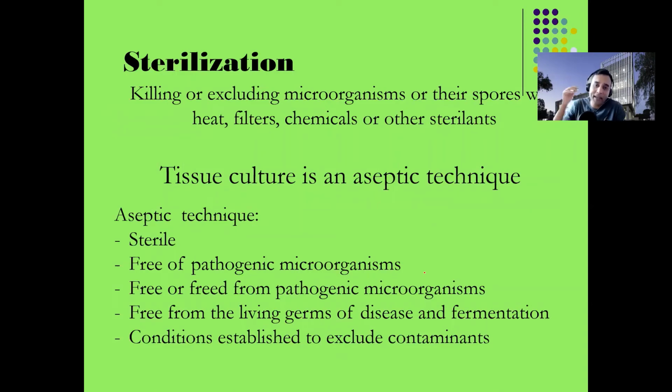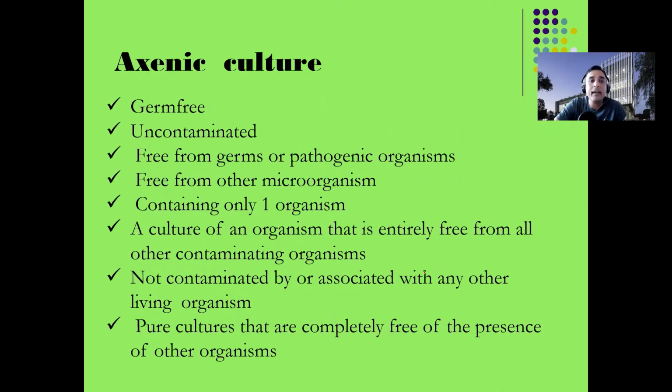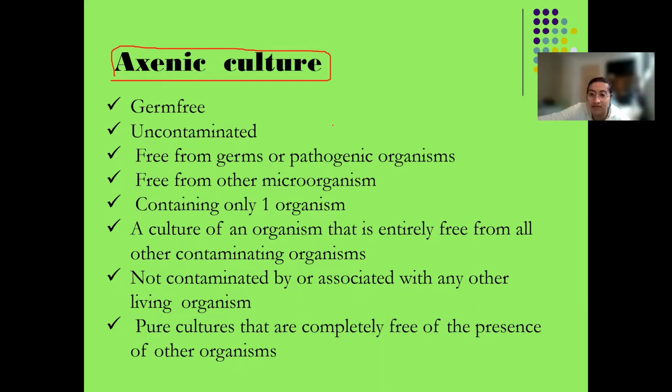So sterilization is making something completely free from organisms, right? And we call that culture an axenic culture. So if someone asks, tissue culture is all about axenic culture. Axenic culture: germ-free, uncontaminated, free from pathogenic and non-pathogenic microorganisms, containing only one organism. And what is that? The plant? Yes. Only your plant, only one organism that is being cultivated. A culture free from any other organism, not contaminated by any, we call it a pure culture, okay. So axenic culture is your goal in tissue culture.